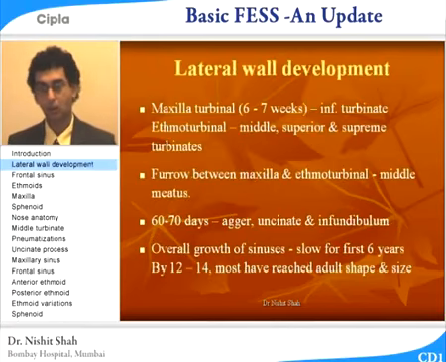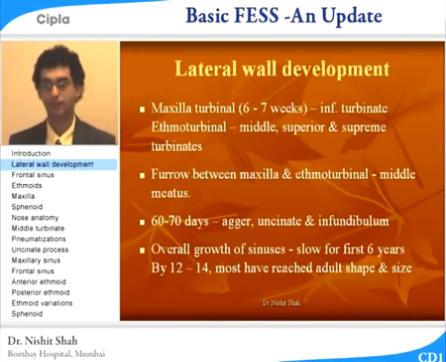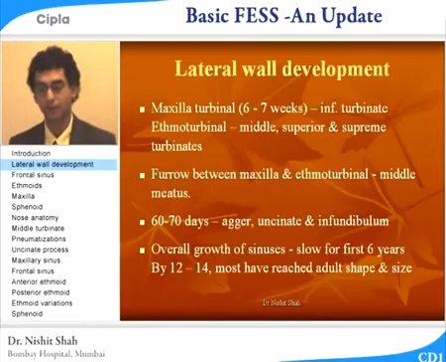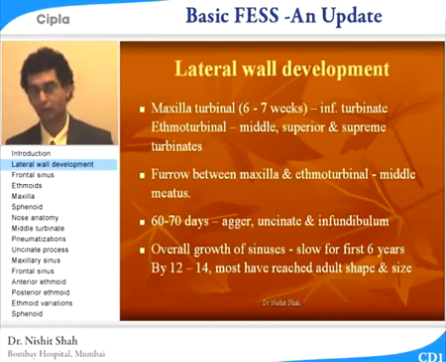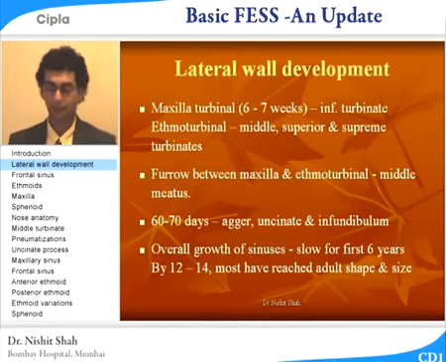And finally, the lateral nasal wall development occurs after 6 to 7 weeks. And you have core points. The maxillary turbinate will form, of course, the inferior turbinate and the ethmoturbinal, which will give rise to the different turbinates. The furrow between the maxilla and this ethmoturbinal will give the middle meatus, which will then be the opening for your anterior sinus cells. Later on, at 2 months and above, you'll have formation of the anterior part of the ethmoid, and then gradually, of course, you have growth of the sinuses, which for the first 6 years, even after birth, is slow. But by the age of 12 to 14, most sinuses have reached adult shape.